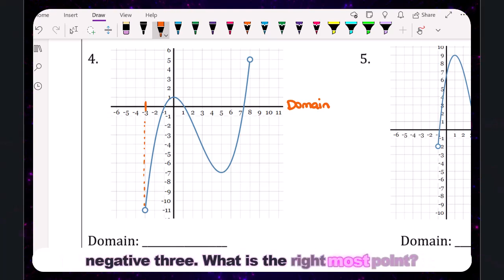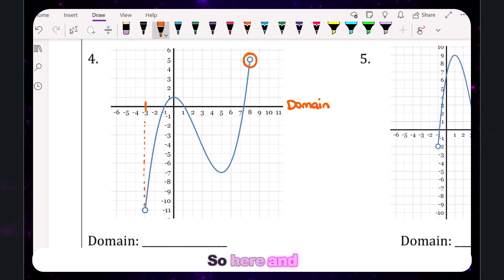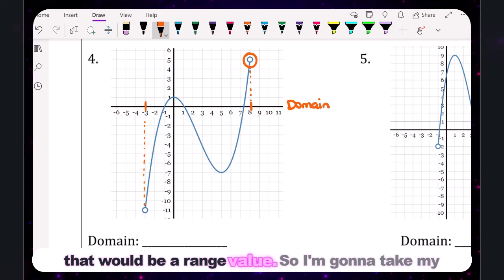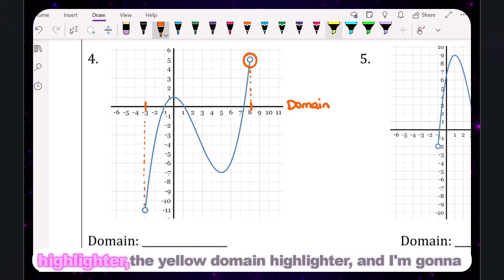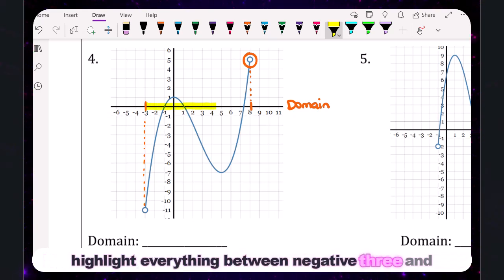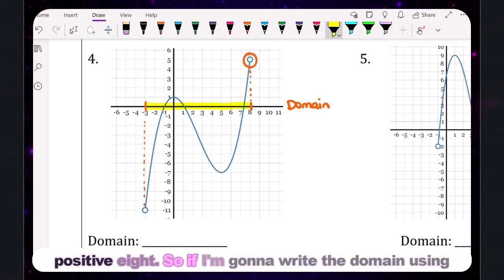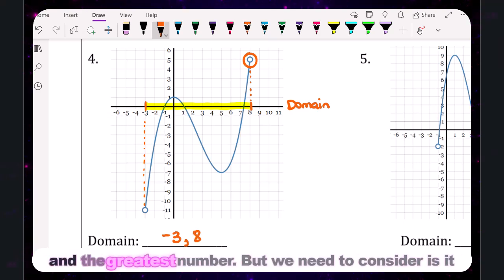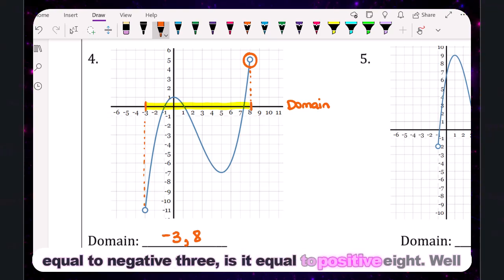What is the rightmost point? It's over here. And if you see, it is 8. I do not care how high or how low because that would be a range value. So I'm going to take my highlighter, the yellow domain highlighter, and I'm going to highlight everything between -3 and +8. So if I'm going to write the domain using interval notation, I'm going to start with the least number and the greatest number. But we need to consider, is it equal to -3? Is it equal to +8?